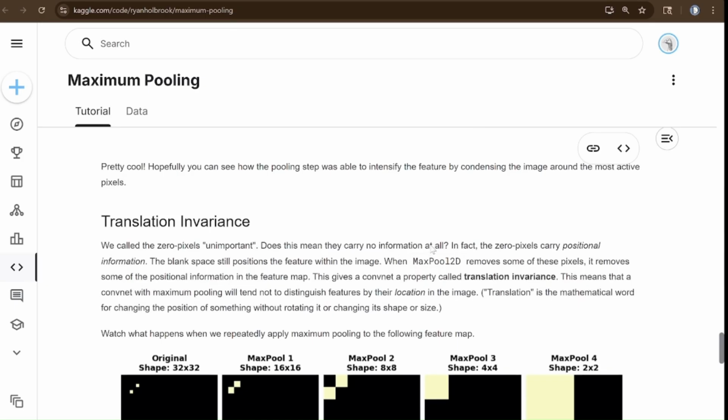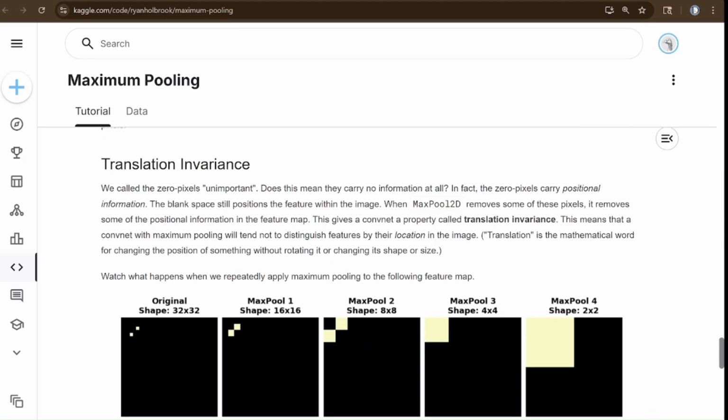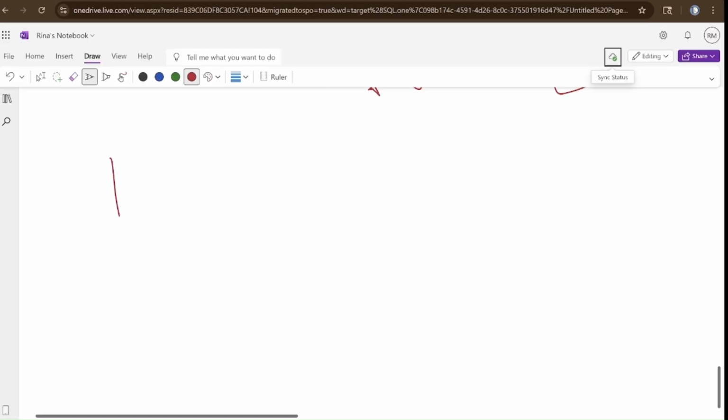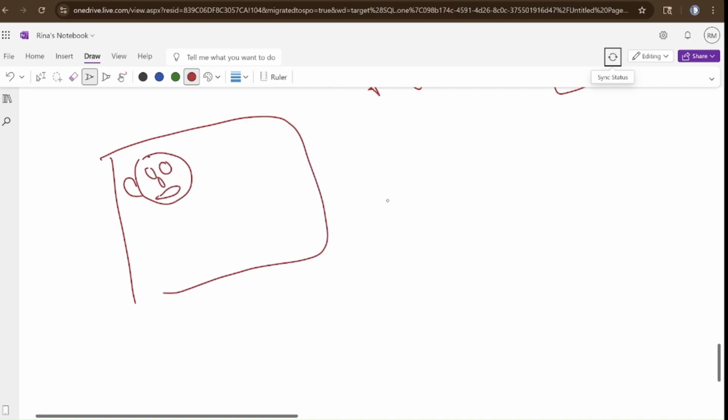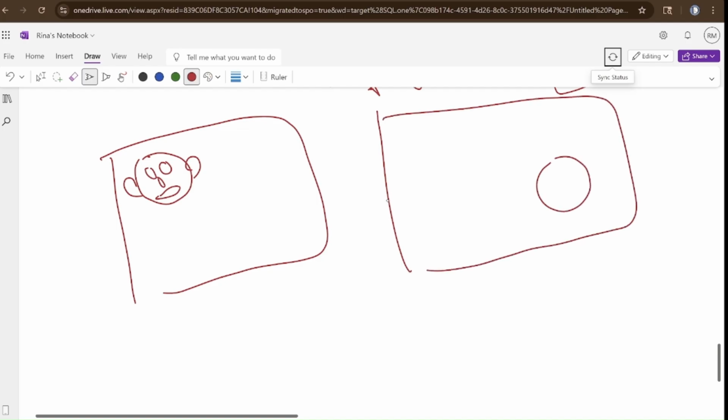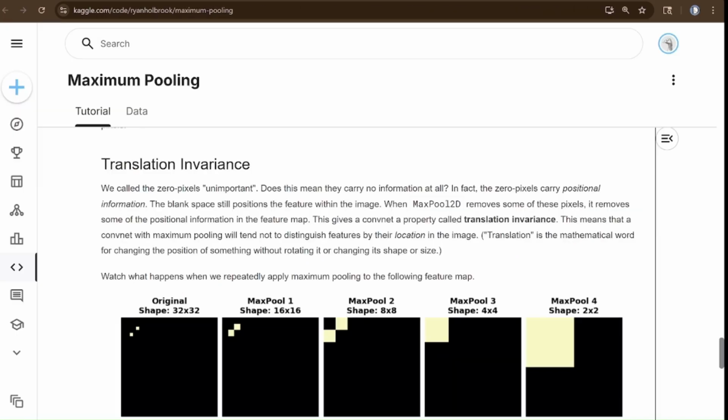Now let's understand what translation invariance is. Let me first give you an example. Let's say there is one picture of a Mickey Mouse in the corner. Now in the second image, the same thing but in a different location. Now what do you think? Are they the same image or different? Both of them are the same image. That is the property of translation invariance.